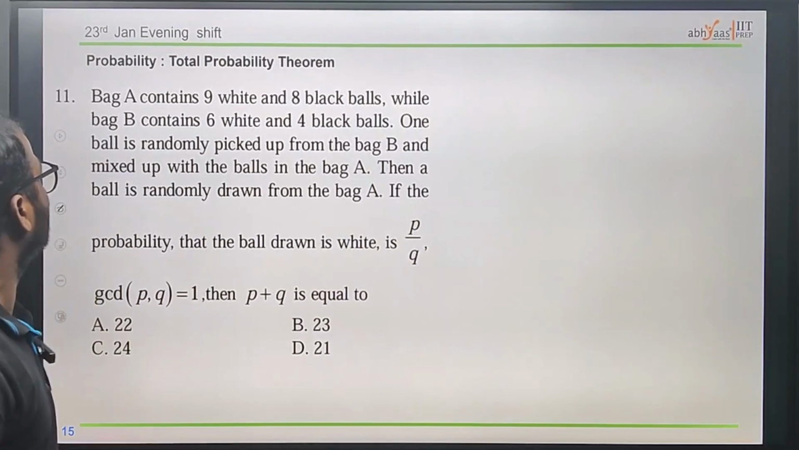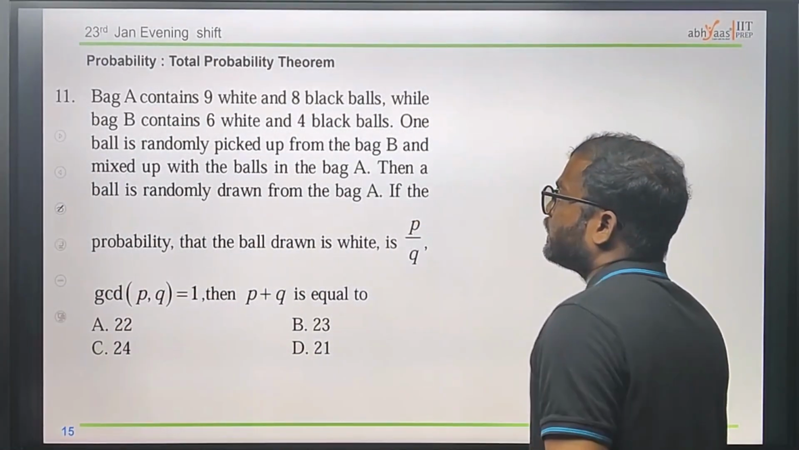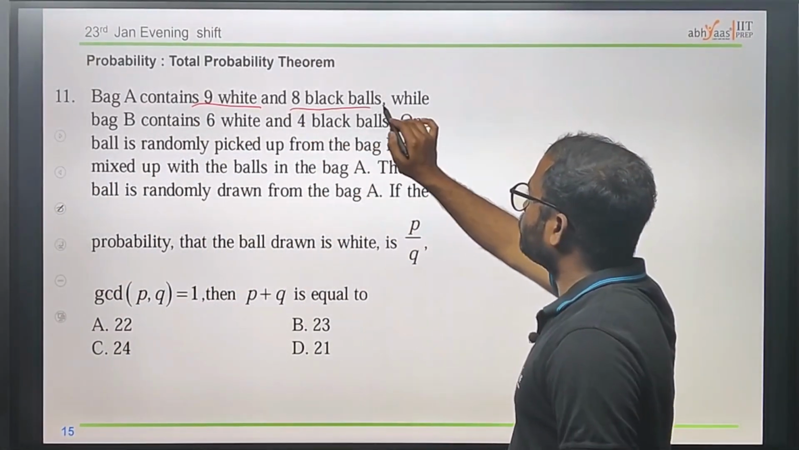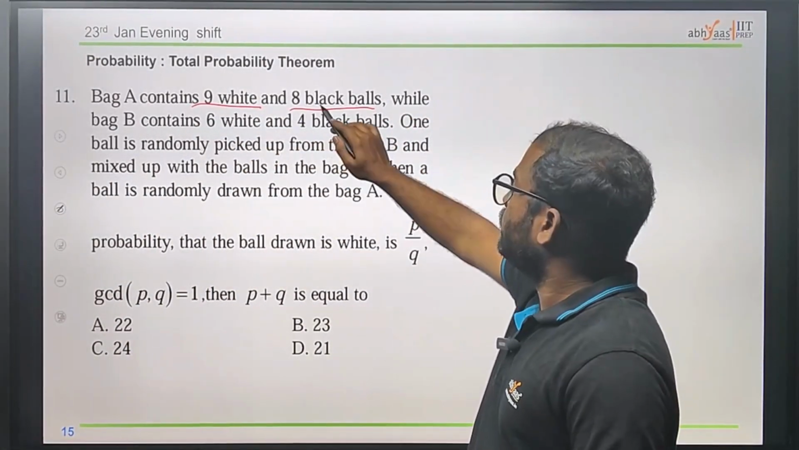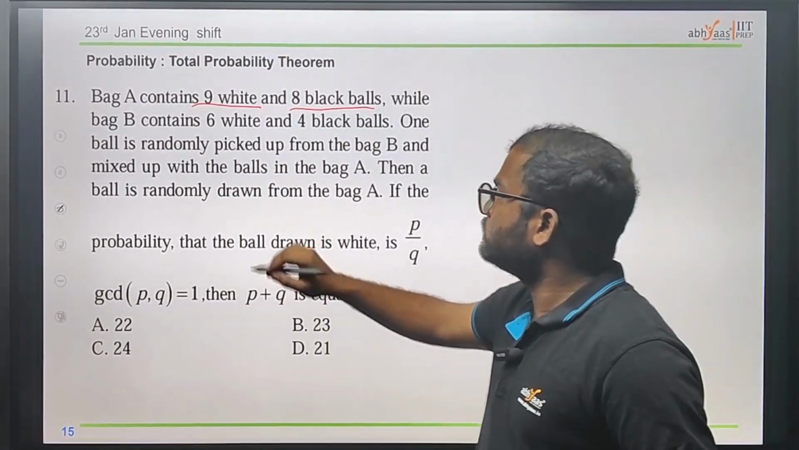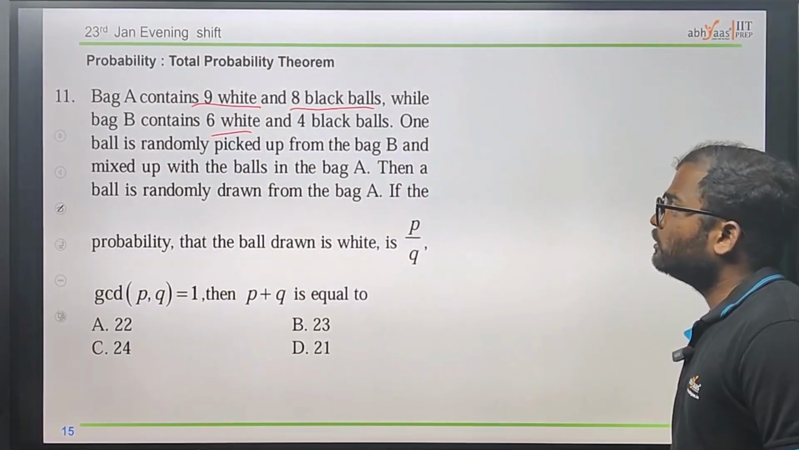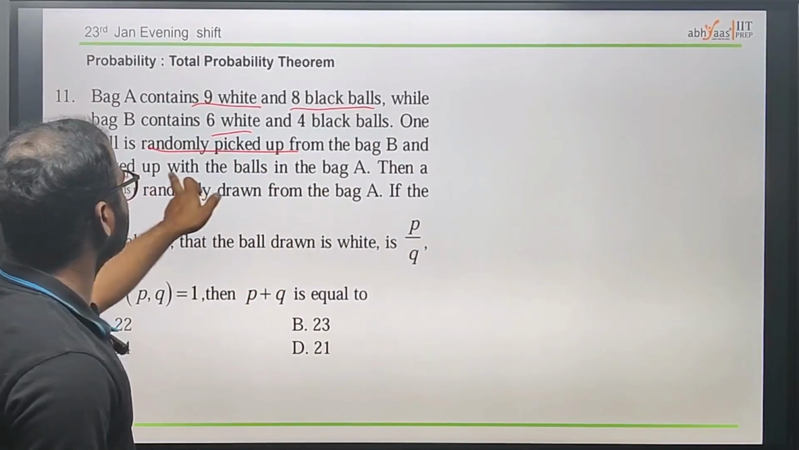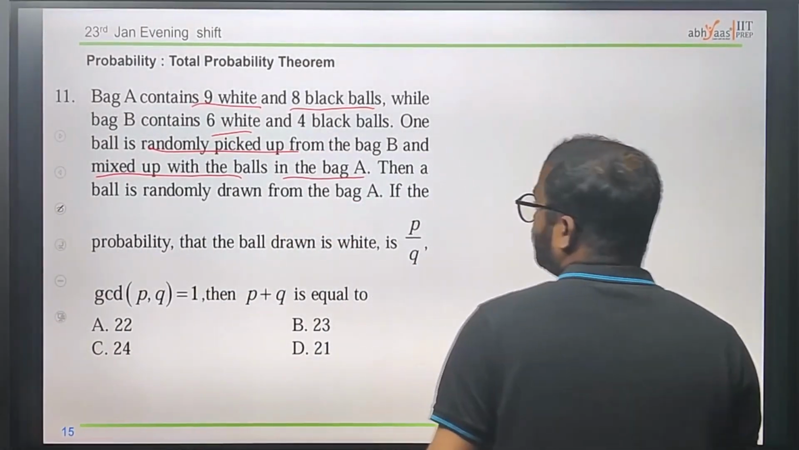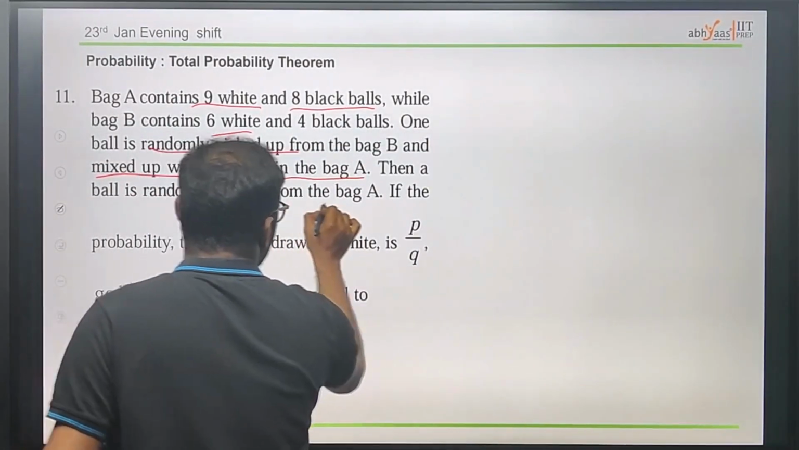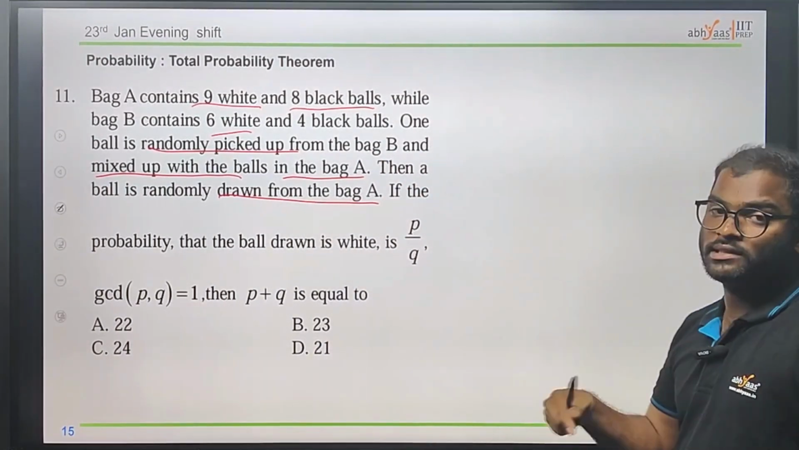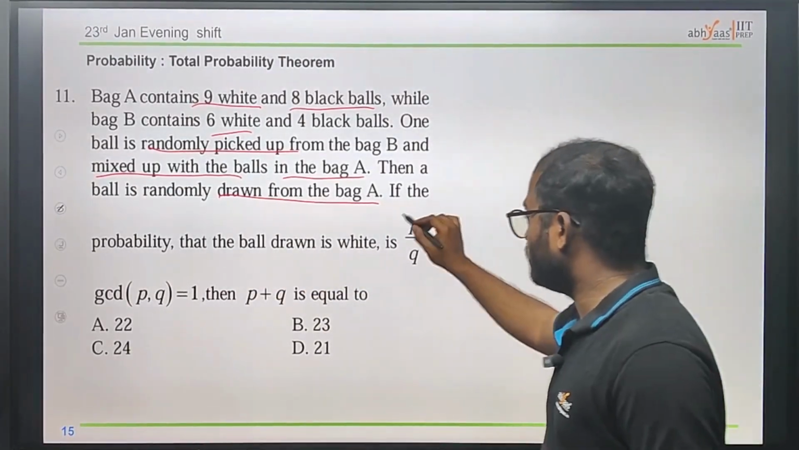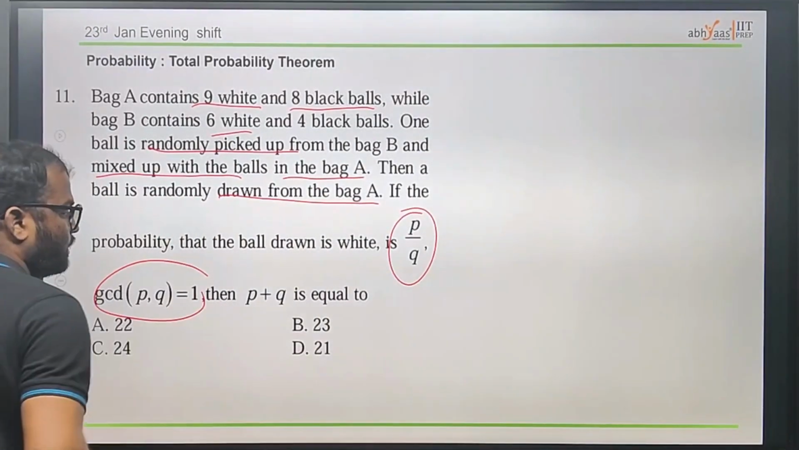Now, based on the probability question: bag A contains 9 white balls and 8 black balls, while bag B contains 6 white balls and 4 black balls. One ball is randomly picked from bag B and mixed with the balls in bag A. Then a ball is randomly drawn from bag A. If the probability that the ball drawn is white is p by q, and the GCD of p and q is 1, then what is the value of p plus q?